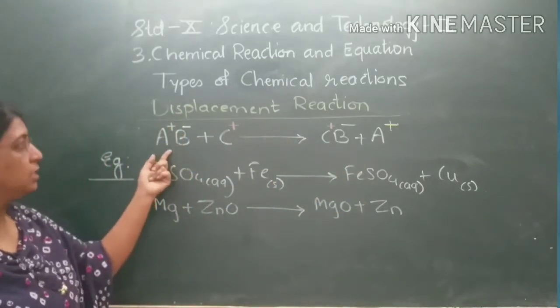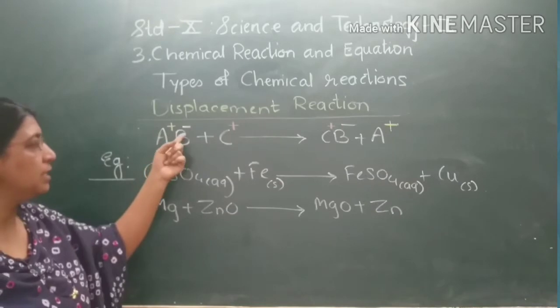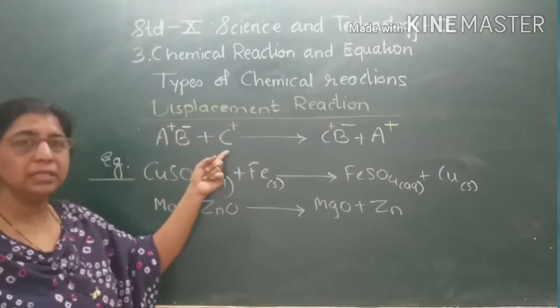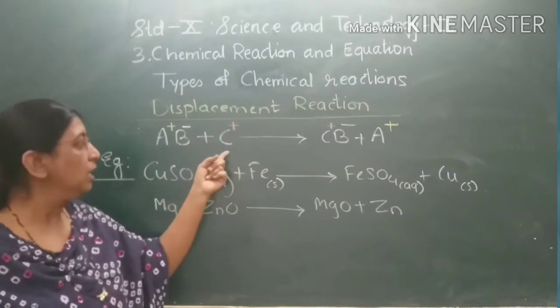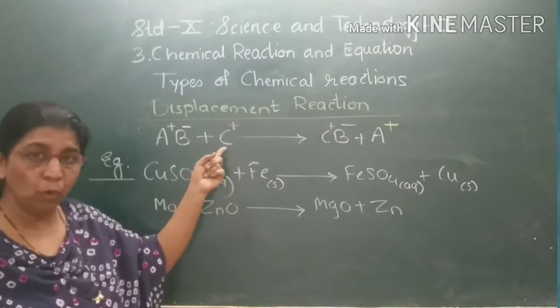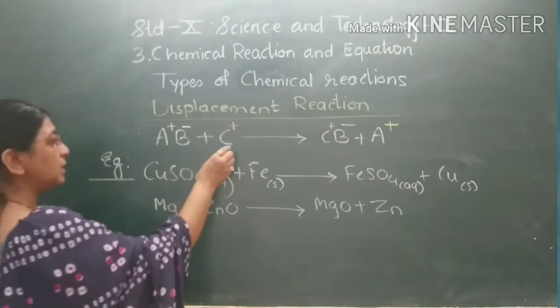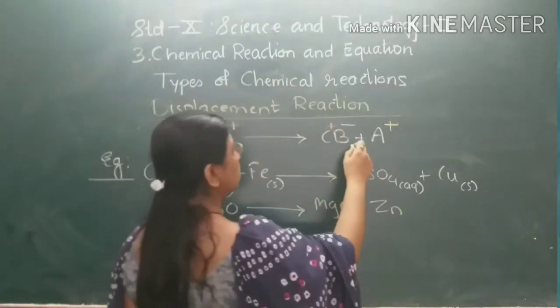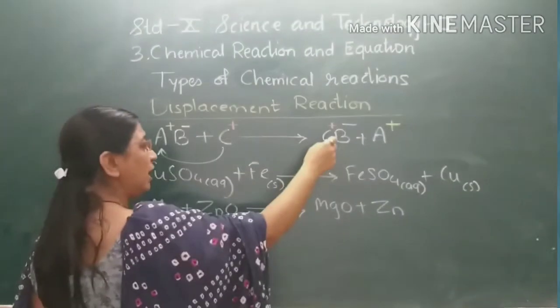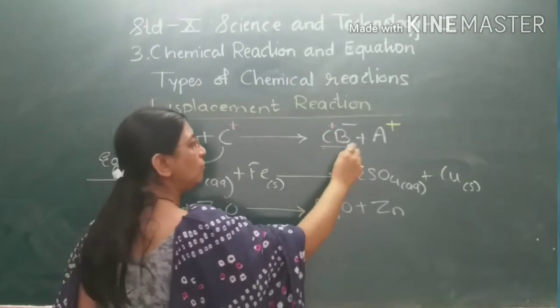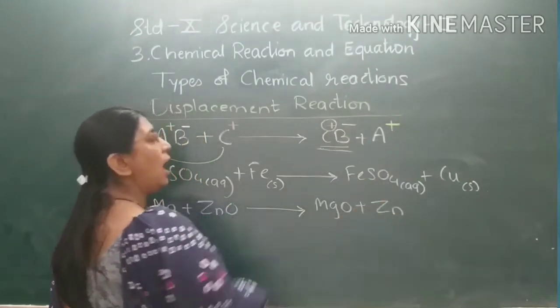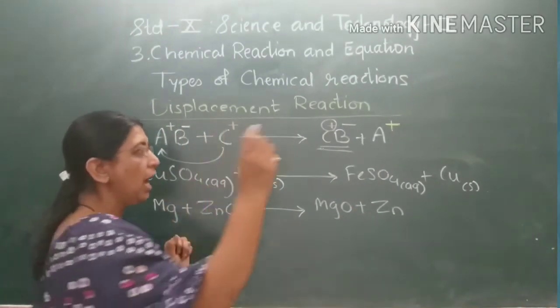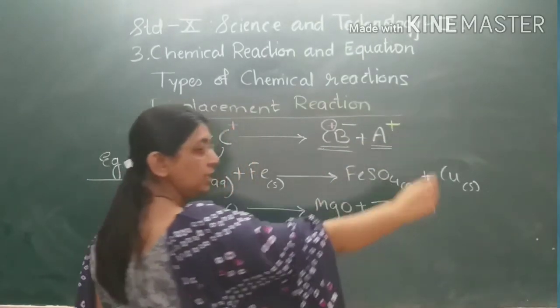AB is a reactant where A is a positive ion and B is a negative ion, and C plus is a positive ion. Now this positive ion, becoming more reactive, displaces the less reactive ion A plus, and the A plus ion gets separated. So a new product CB is formed with the highly reactive ion, and formation of its own ion takes place here.